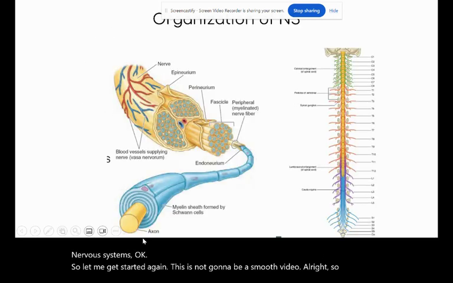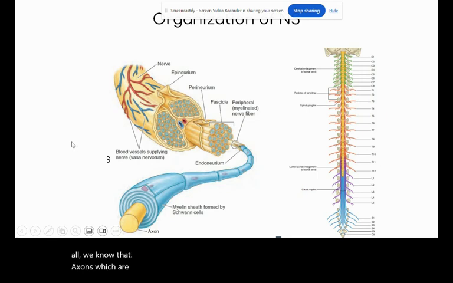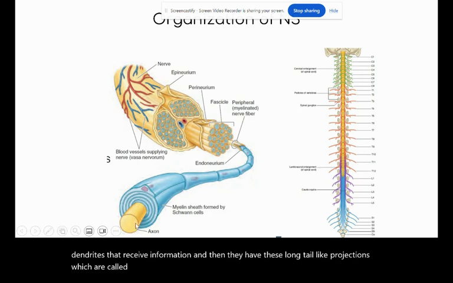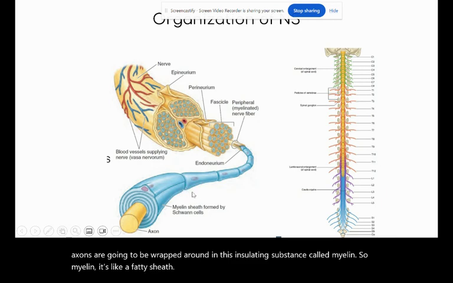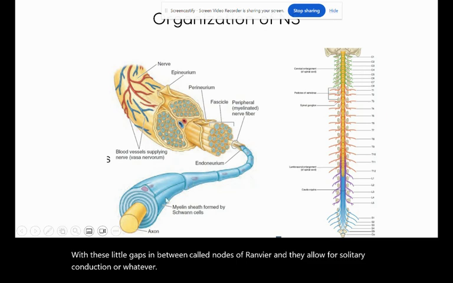All right, so first of all, we know that neurons, which are the cells of the nervous system, have cell bodies, they have dendrites that receive information, and then they have these long tail-like projections, which are called axons. But in order to speed up the rate of transmission of signals, the axons are going to be wrapped in this insulating substance called myelin. It's like a fatty sheath with these little gaps in between called nodes of Ranvier, and they allow for saltatory conduction of the signal.